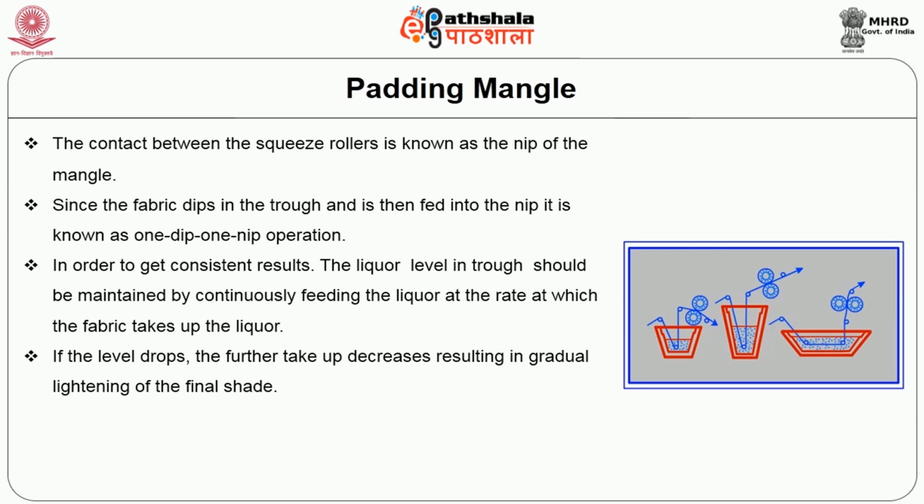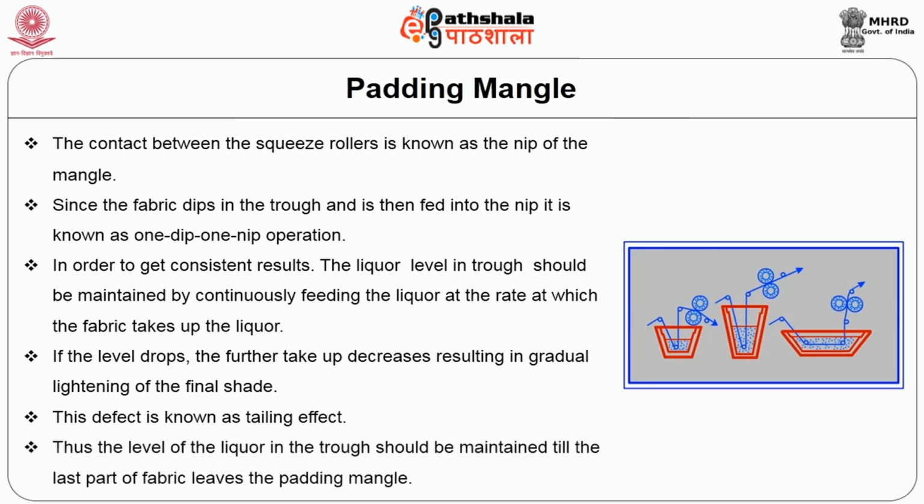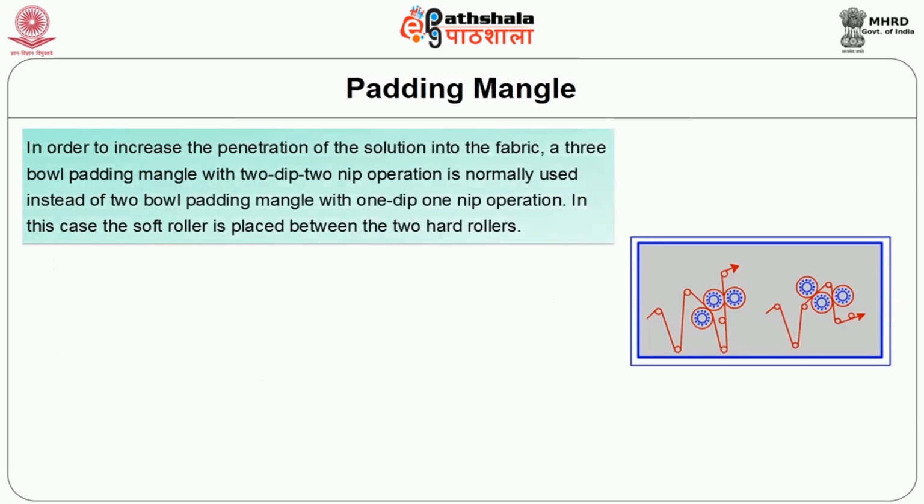If the level drops, the further take-up decreases, resulting in gradual lightening of the final shade. This defect is known as tailing. Thus, the level of the liquor in the trough should be maintained till the last part of the fabric leaves the padding mangle. So, in the diagram, you can see a 2-bowl padding mangle.